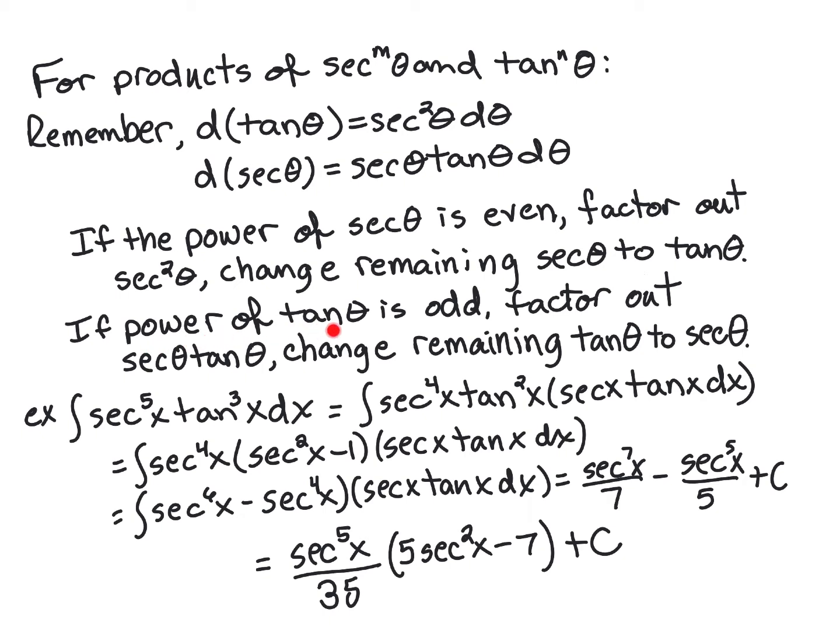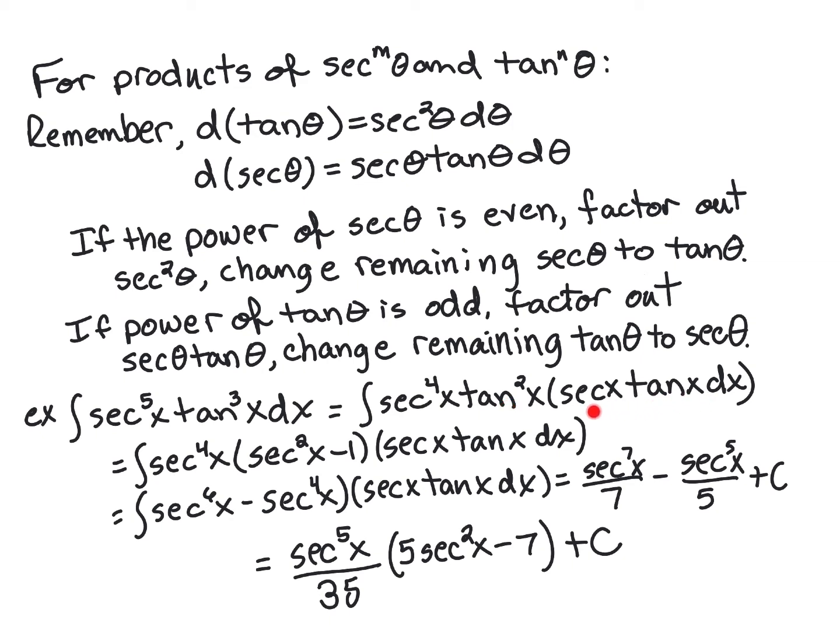If the power of tangent is odd, then you can always factor out a secant tangent. That will leave you with even power of tangent, which can be changed from tangent to secant. All right, so some examples. Secant to the fifth, tangent to the third. Both of these are odd, so I'm going to factor out a secant tangent. That leaves me with even powers.